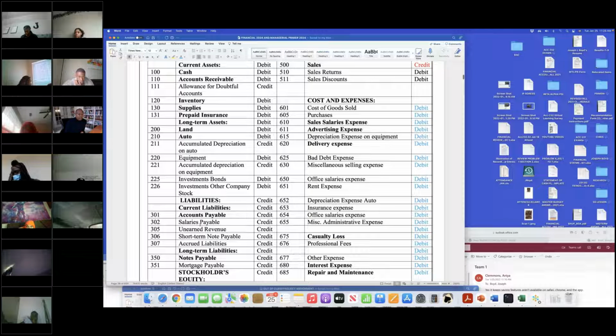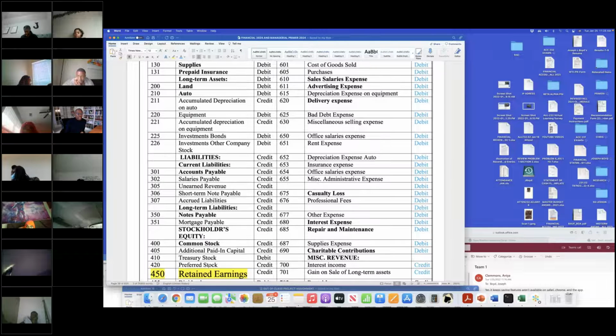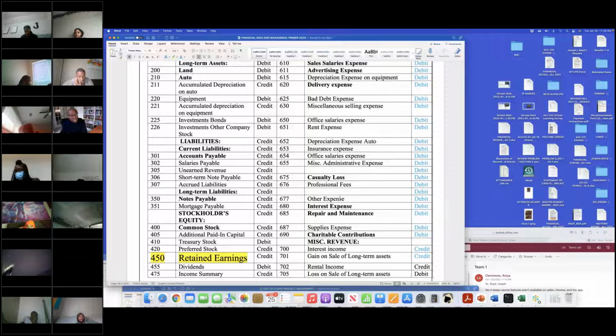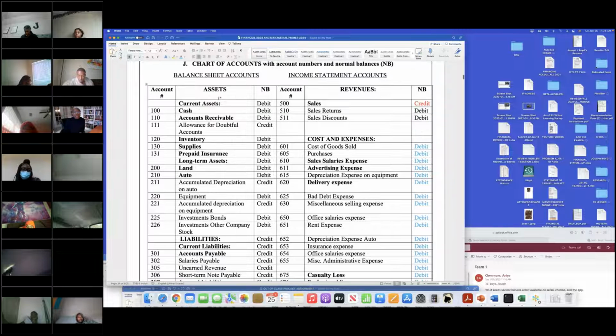Common stock, retained earnings, dividends. And basically, this is the balance sheet. These are the balance sheet accounts. Then when we go to the other side, we have the revenues, typically just sales, and then sometimes sales returns, but sales. And then we have the expenses.